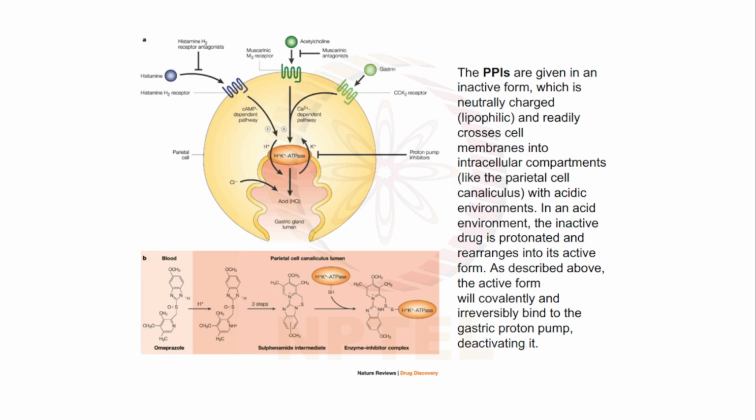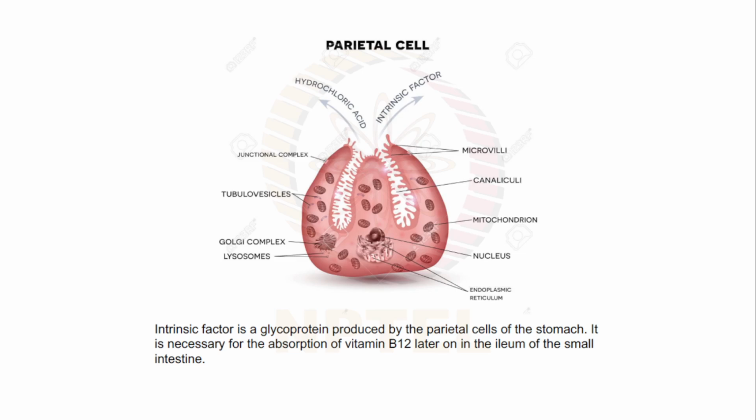Blocking of H+ K+ ATPase, because of which the H+ ions want to be released into the lumen of the gastric gland. If H+ does not reach the lumen of the gastric gland, then HCl will not form at all, and the problem will be solved. Okay, so this is how the proton pump inhibitors work. This is the parietal cell structure. Hydrochloric acid and intrinsic factor are what they secrete.